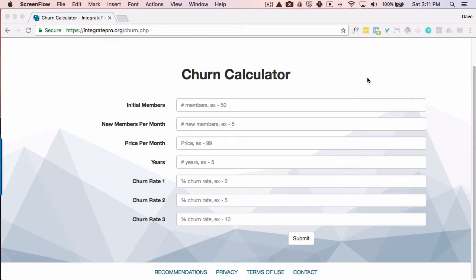So, for definition, churn is the number of people that leave over a time frame divided by the number of people that start in that time frame. As an example, if you have 10 people start your membership at the beginning of the month and you lose one person, your churn is 10%, 1 divided by 10. Doesn't matter if you have people join during that month. It's simply the number of people that dropped out versus the number of people you started with.